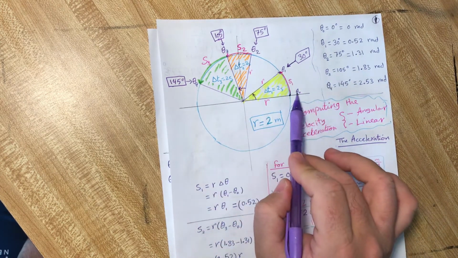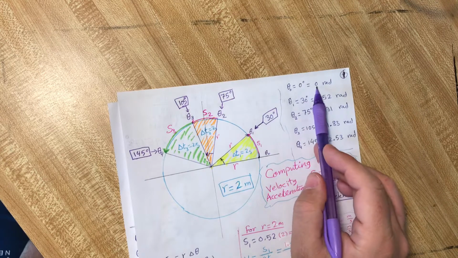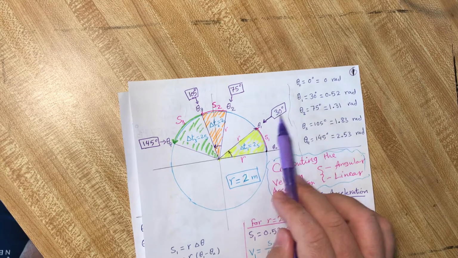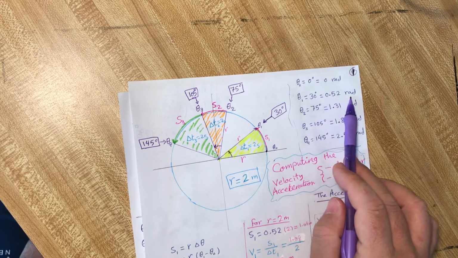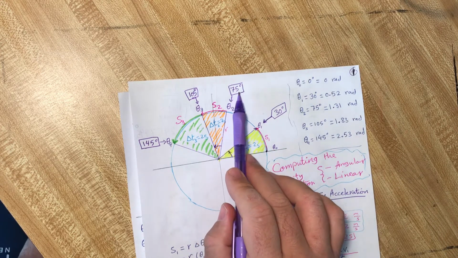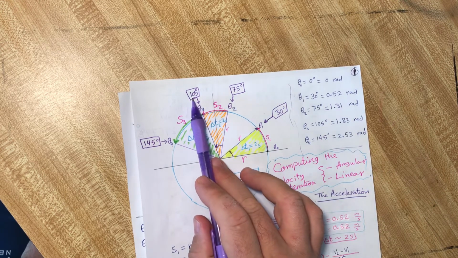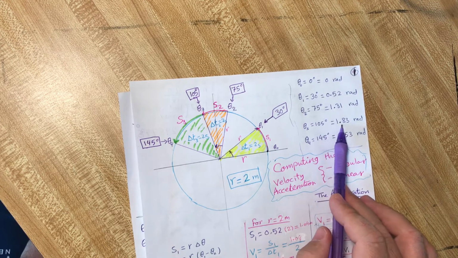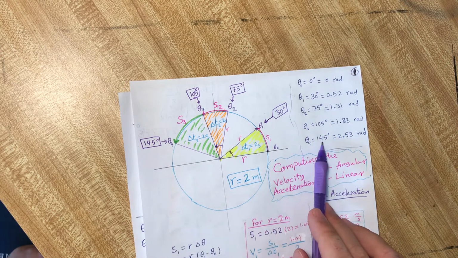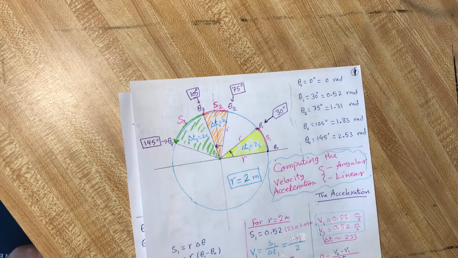Now, the angles: theta 0 is 0 degrees, which is equal to 0 in radians. Theta 1 is 30 degrees, which is equal to 0.52 in radians. We know how to convert them. Theta 2 is 75 degrees, which is equal to 1.31 radians. Theta 3 is 105 degrees, which is equal to 1.83 radians. And finally, theta 4 is 145 degrees, which is equal to 2.53 radians.